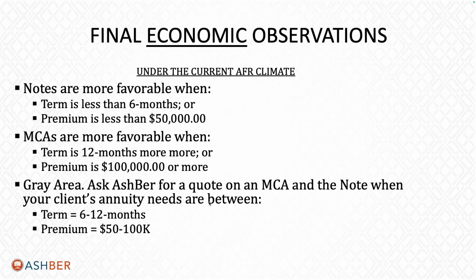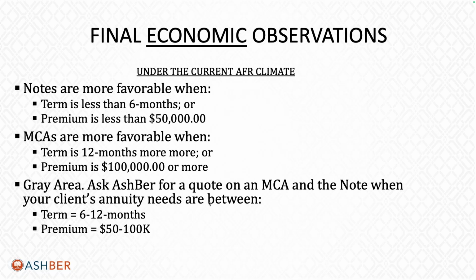But anything between 6 and 12 months, or premium between $50,000 and $100,000, is going to trend towards just confirming which one's better. And most of the time, I think the annuity is going to come out, because our break-even points again were between 7 and 8 months, and I think between $57,000 and $58,000. So when you look at that, the annuity is generally going to be more favorable in that gray area, basically.